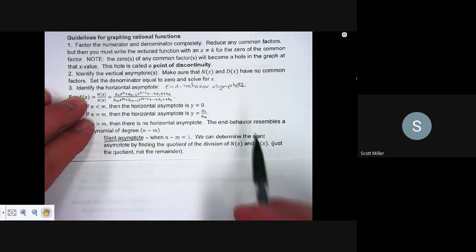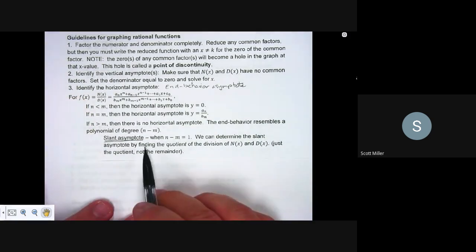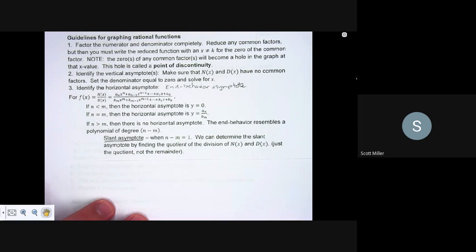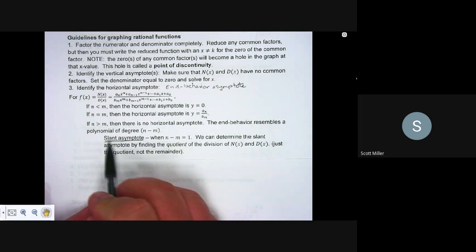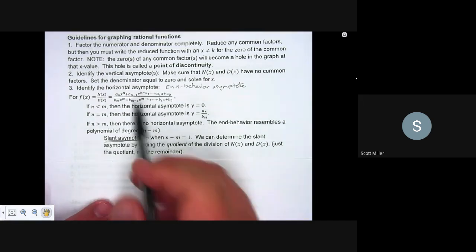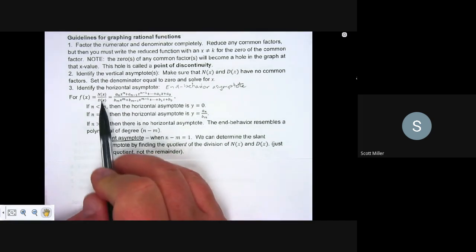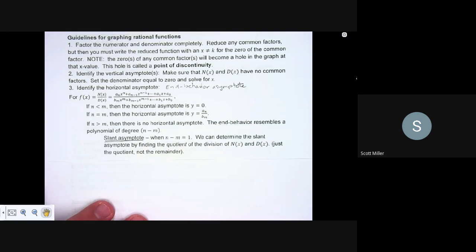Okay? And we can figure out what that slant is going to be. We're going to use long division to help us do that, and I will show you how to do that also. So long division is used to help us find the slant asymptote. The degrees help us find the horizontal asymptotes.